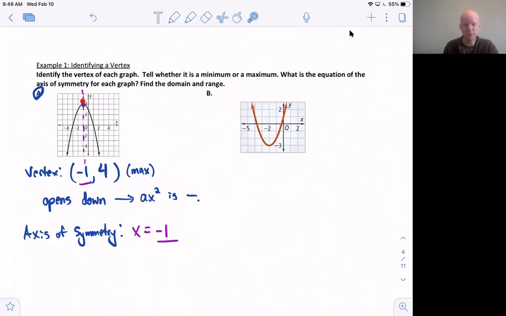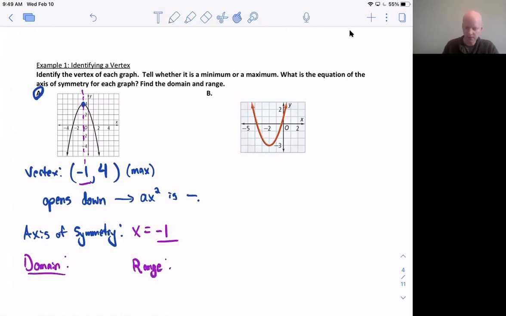Notice that the vertex is always sort of like in the middle of the parabola, just on the top or bottom. So it's in the same x-coordinate as the axis. Okay. And then last thing, what we'll do is we'll just find the domain and the range. I think we might also find the intercepts also.